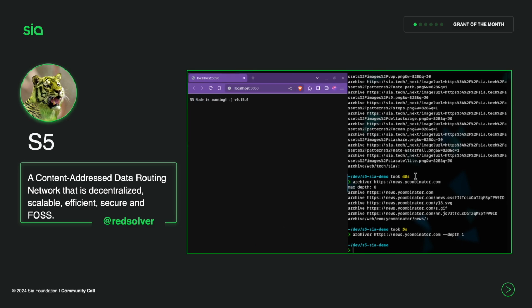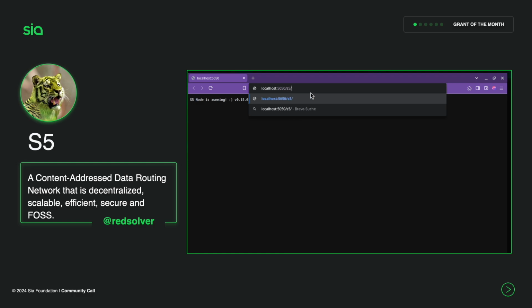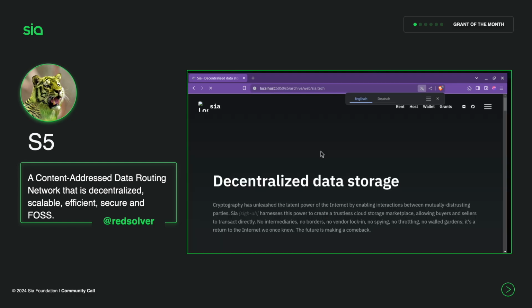Okay, so now archiving it is nice, but of course we also want to browse what we archive. So let me just put this little browser here. We have a local S5 node, which we just used. And then there's this new nice API, which is S5 archive/browse. Oh, sorry, archive web. And then you just put the URL you want to browse in, sia.tech in this case, enter, and then it loads this from the S5 network.